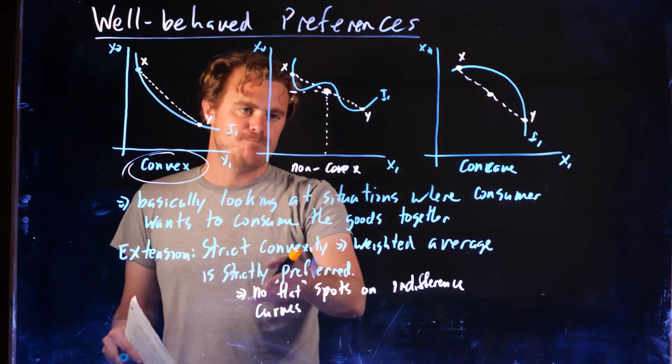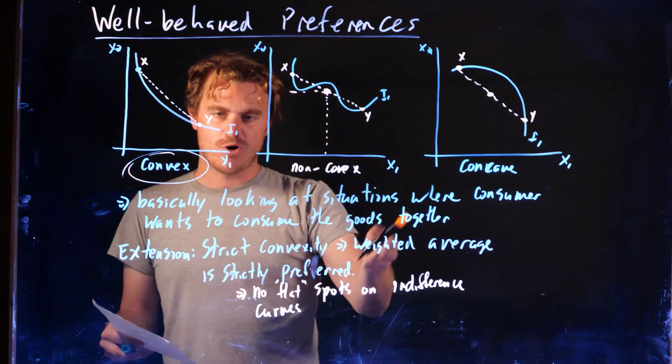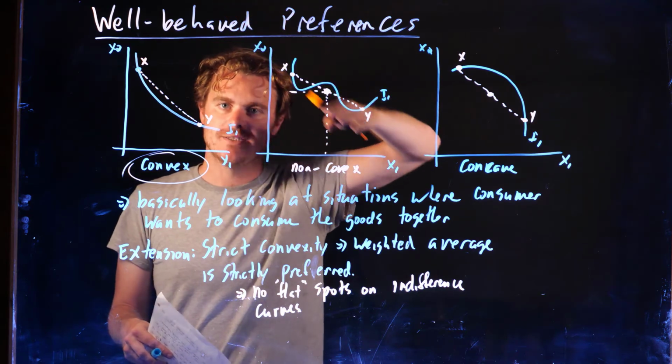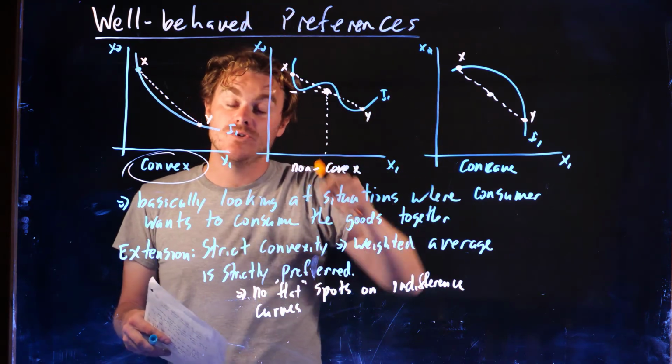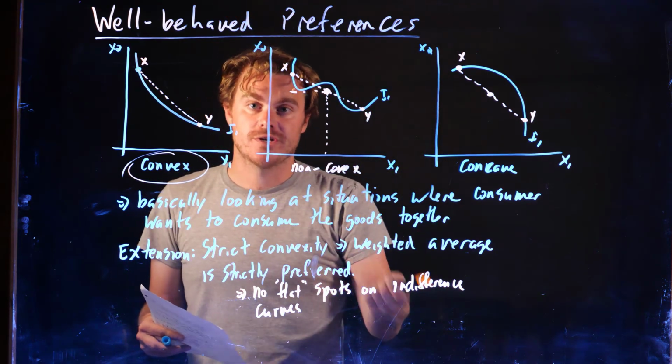For example, remember we looked at perfect substitutes. We had those constant slope indifference curves. Those are convex, but they're not strictly convex.